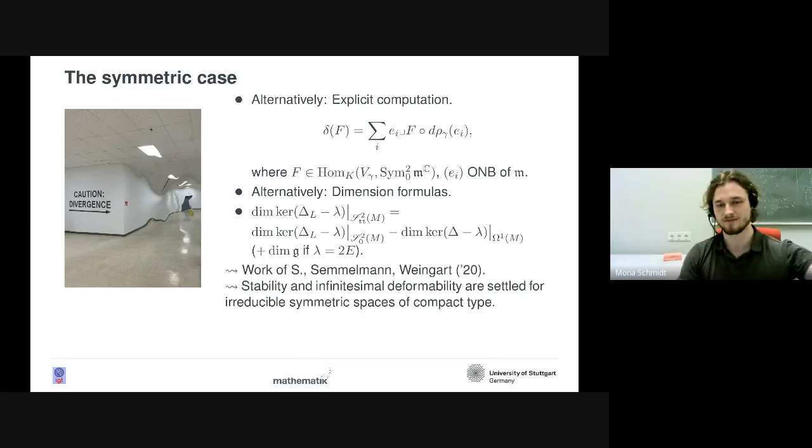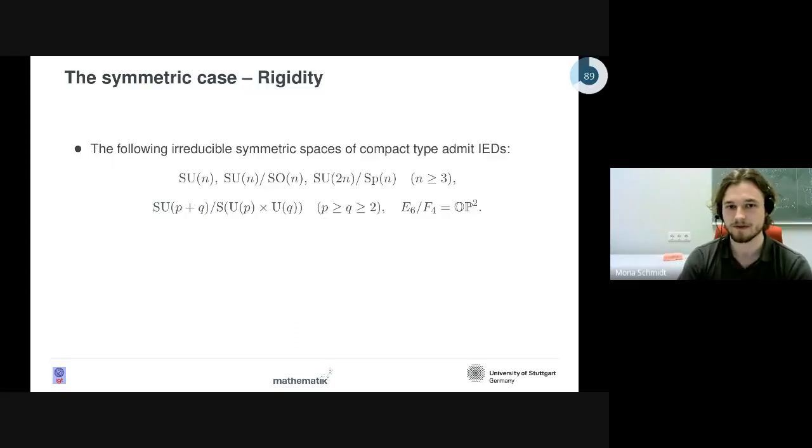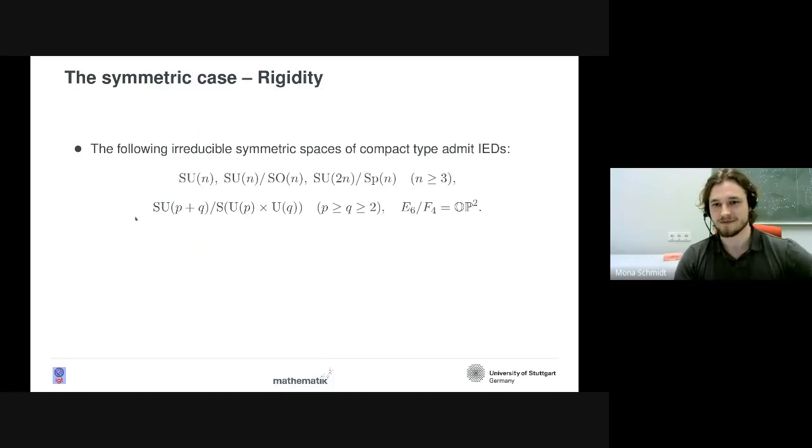So now we have a list of all the irreducible symmetric spaces of compact type, and we can say this one has infinitesimal deformations, this one has not, this one is stable, this one isn't. I won't show the list here because there's not much to memorize in it, but one aspect of the list I want to show is the collection of irreducible symmetric spaces of compact type that are infinitesimally deformable.